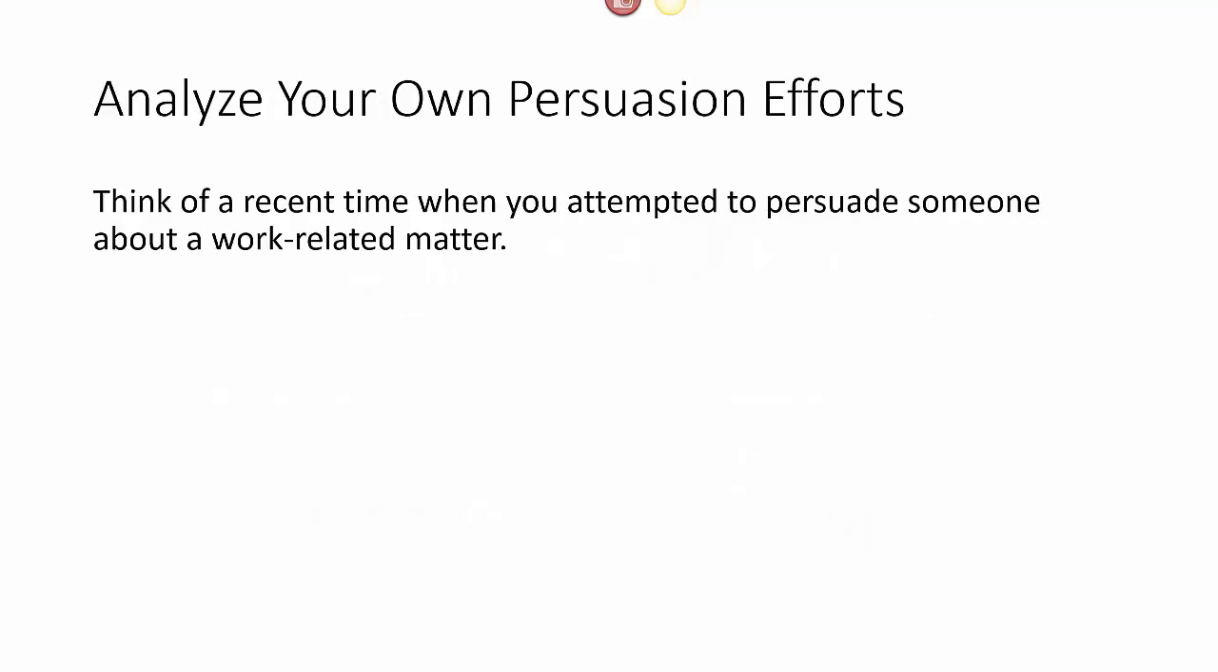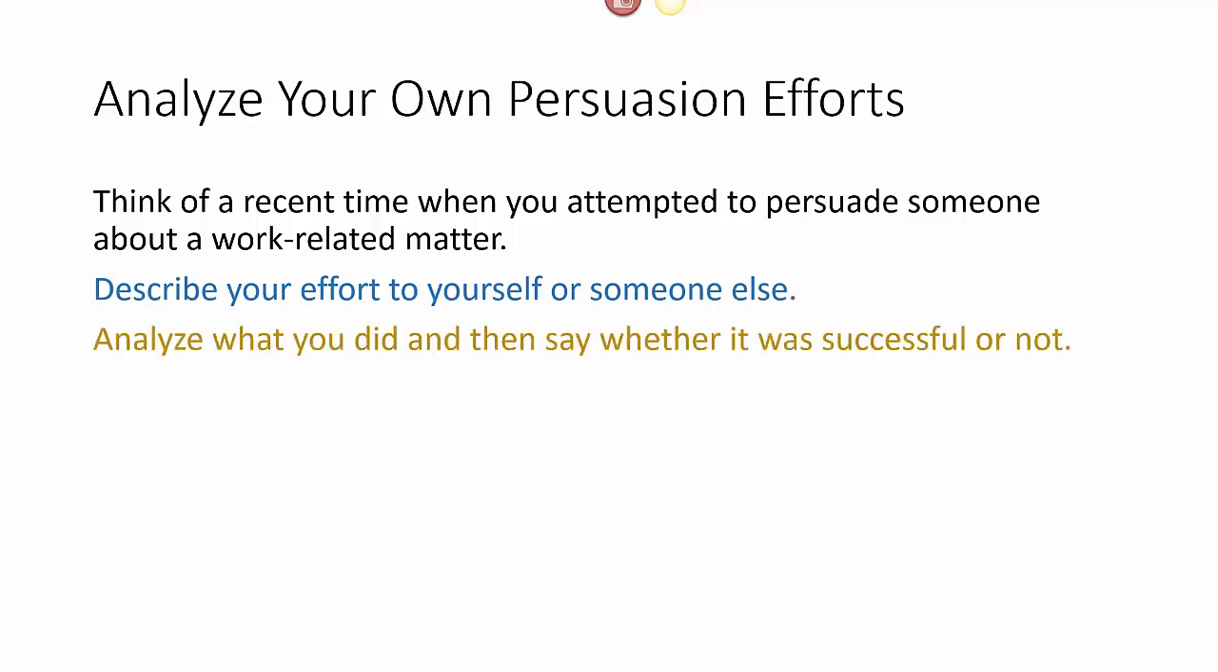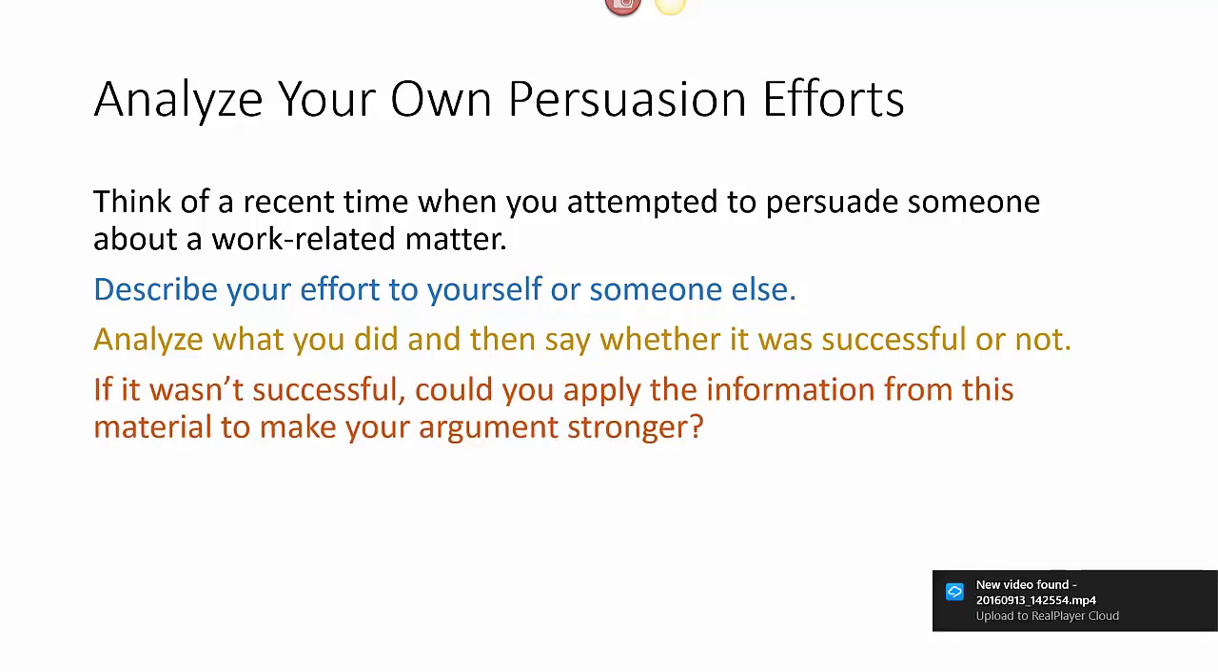The second persuasion exercise is to analyze your own persuasion efforts. Think of a recent time when you attempted to persuade someone about a work-related matter. Describe your effort to yourself or to someone else. Analyze what you did, and then say whether it was successful or not. If it wasn't successful, could you apply the information from this material to make your argument stronger?